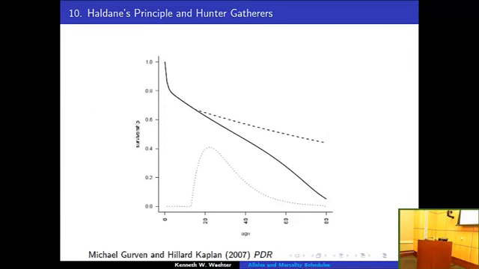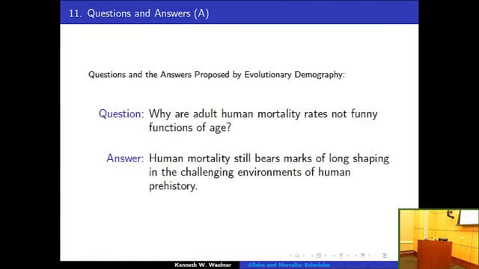So turning to slide 11, I want to try to sum up the picture by sketching a big picture with a series of questions, pulling back from the technical sides of this theory and trying to see where the big story is going. So I'm going to have questions and the answers that evolutionary demography is proposing to them. Question A. Why are human mortality rates not funny functions of age for adults? Answer. Human mortality still bears marks of long shaping in the challenging environments of human prehistory.